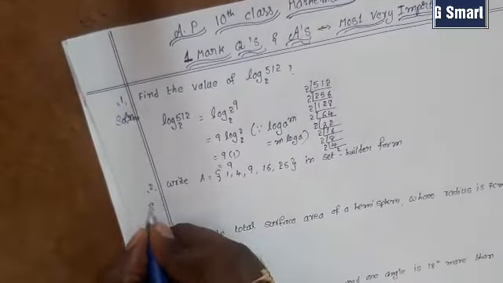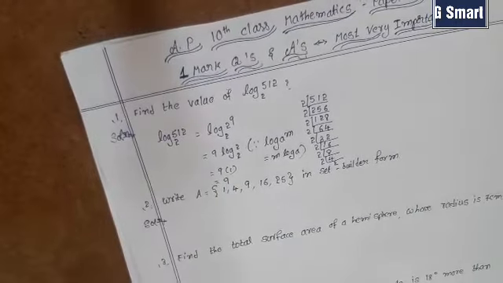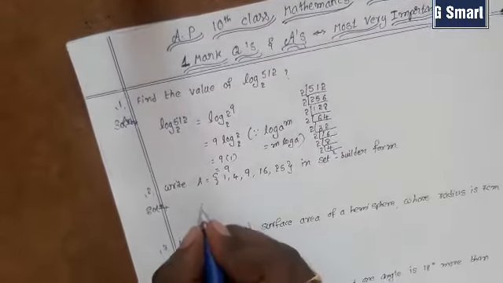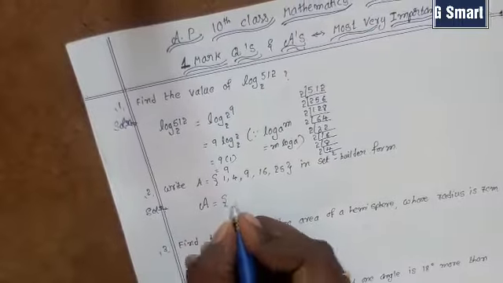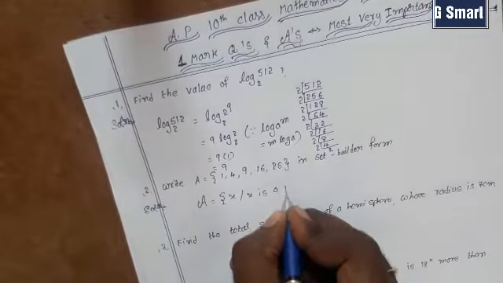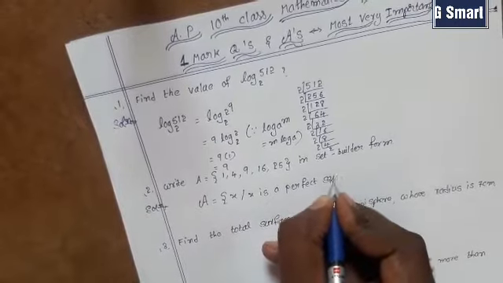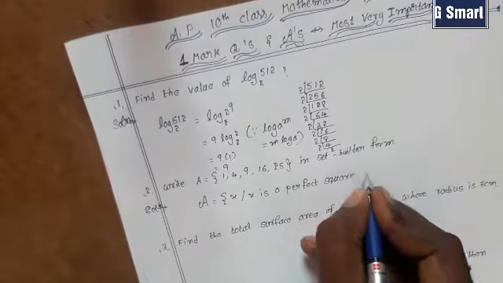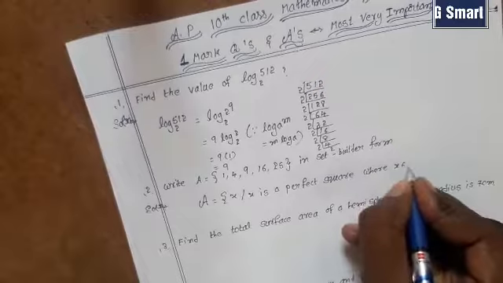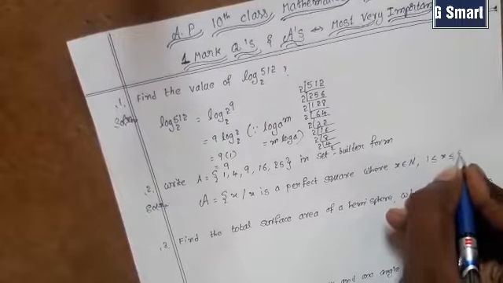And the second solution. Write A is equal to 1, 4, 9, 16, 25 in set builder form. Set builder form means formula. So A is equal to set of X such that X is a perfect square, where X belongs to natural numbers and 1 less than or equal to X less than or equal to 5.